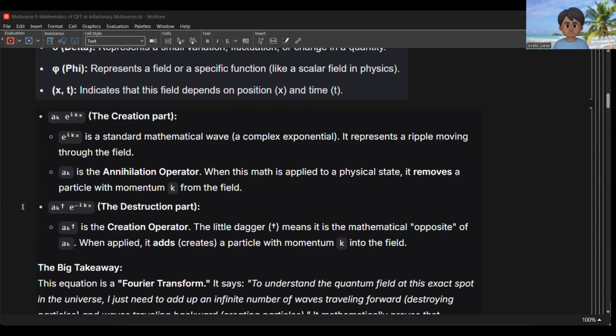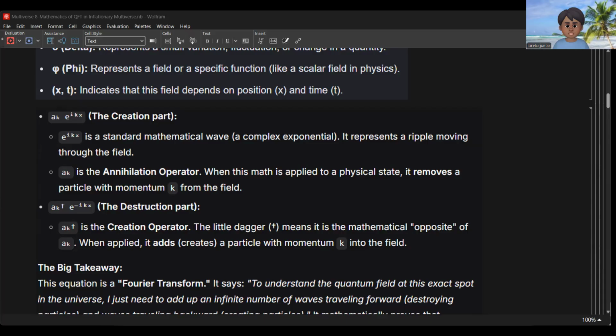Imagine plucking a guitar string. The vibration can be written as a sum of many sine waves. Similarly, this delta phi of x and t is written as a sum of infinitely many plane waves. Each wave corresponds to a possible quantum particle. So instead of a vibrating string, quantum field theory describes vibrating fields. Every particle is one quantum of these field vibrations.